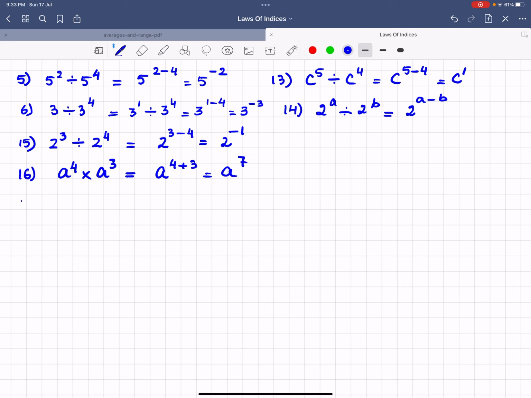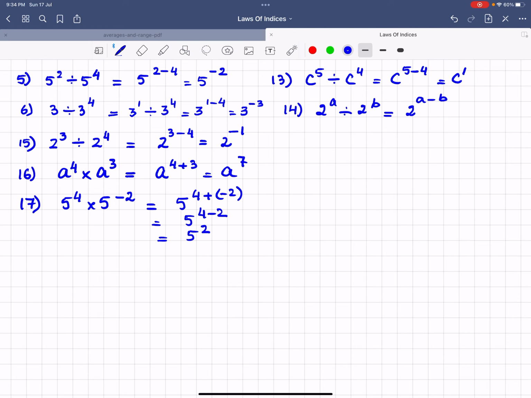Next question, question number 17. 5 to the power of 4 multiplied by 5 to the power of negative 2. The bases are multiplied, therefore powers will be added, but one of the powers has a negative sign. So we have 5 to the power of 4 add negative 2, which gives us 5 to the power of 4 minus 2. Therefore, the answer is 5 to the power of 2.